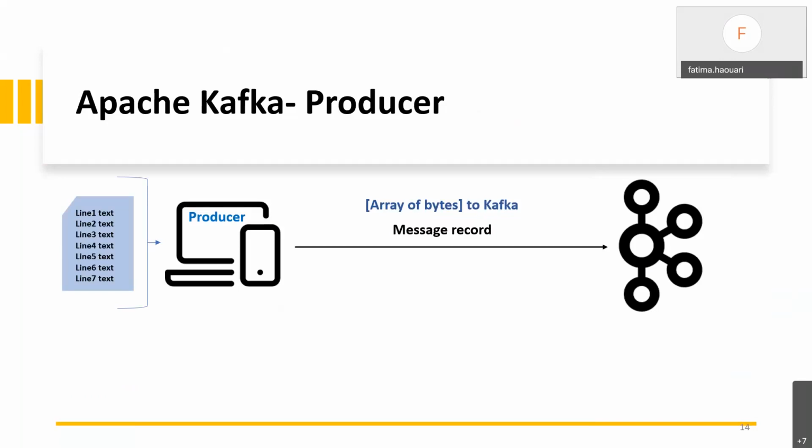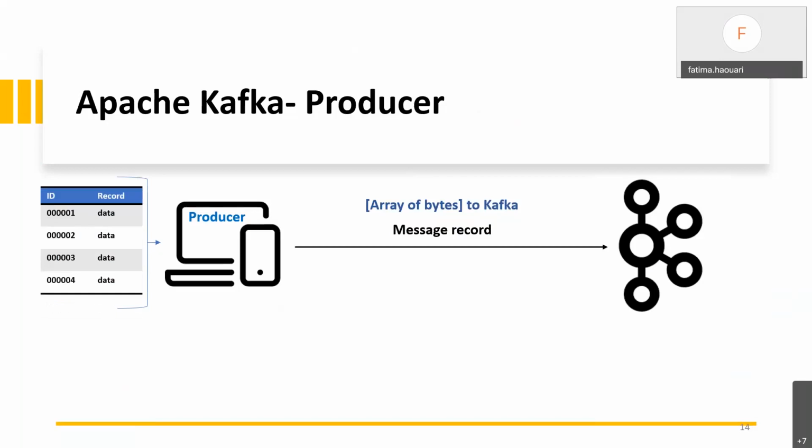Let's assume here we want our producer application to send text files to the Kafka server. So our stream will be text files. So we need to implement the producer that processes this text file, splits it into lines, and sends each line as a message record. But before that, we should serialize it using string serializers.